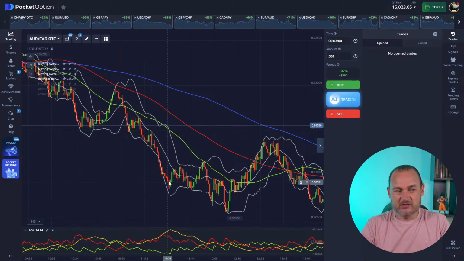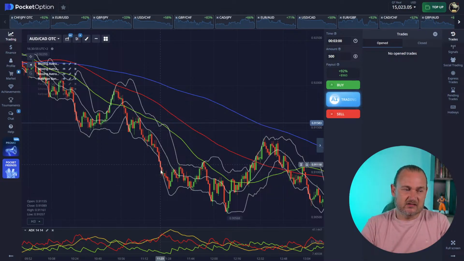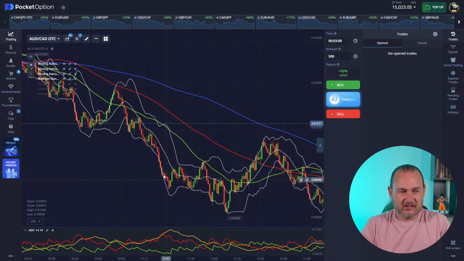The ADX will also tell me, look, there is a DI spike, but this thing's going to run. Don't take a buy trade in this situation. So I don't, and this will keep me out of bad trades.